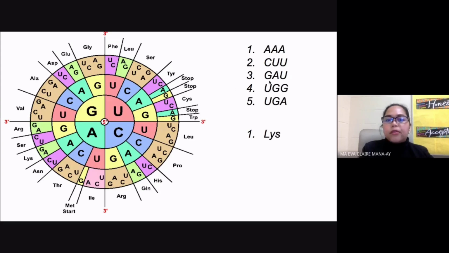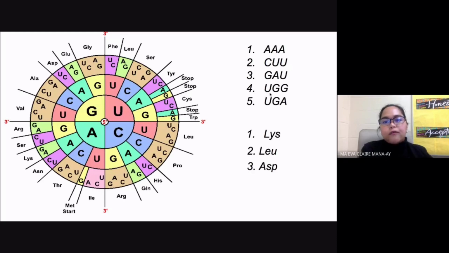What about number 3, GAU? What's GAU? GAU, that's ASP, that's correct. So ASP is your aspartic acid, another type of your amino acid. So your number 2 again is leucine, number 3 is aspartic acid, that's ASP.